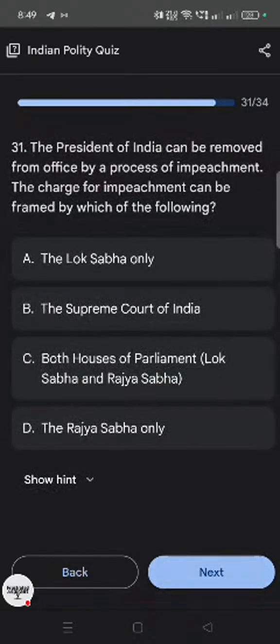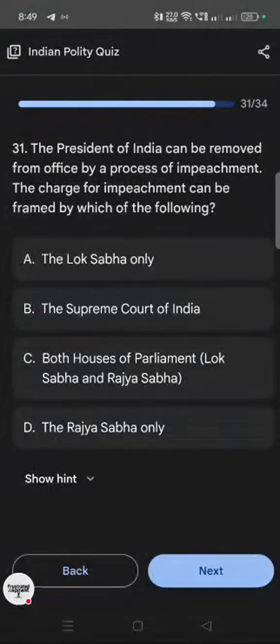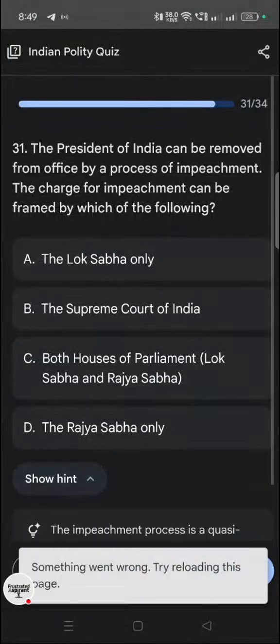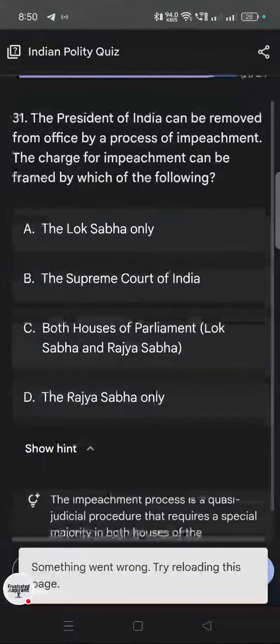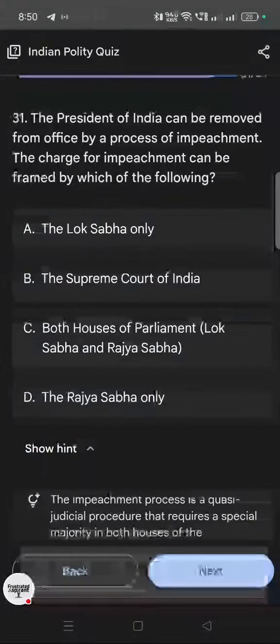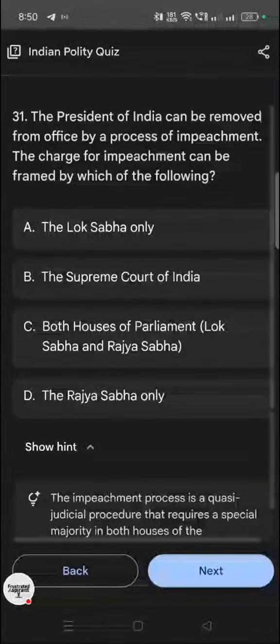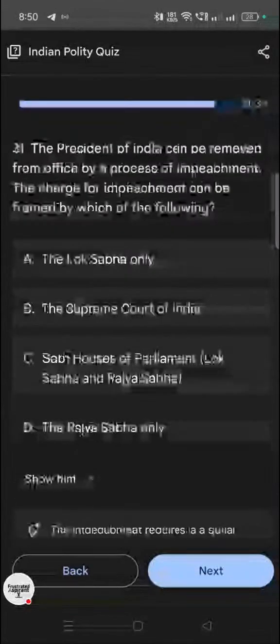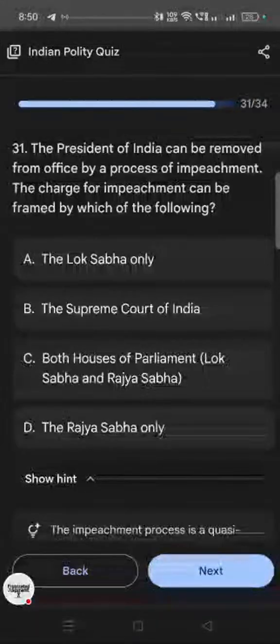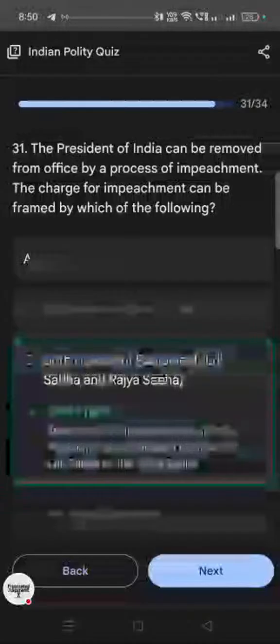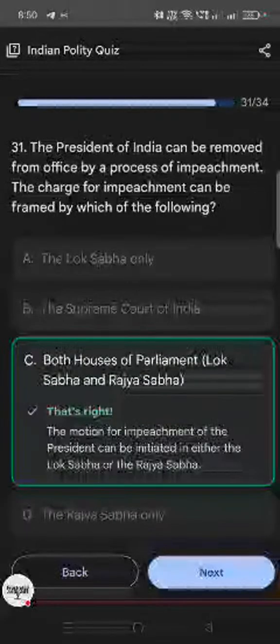The President of India can be removed from office by the process of impeachment. The charge of impeachment can be brought in either House of Parliament and passed by a majority in both houses of the Parliament. It is a quasi-judicial process. The motion can be passed by either the Lok Sabha or Rajya Sabha.